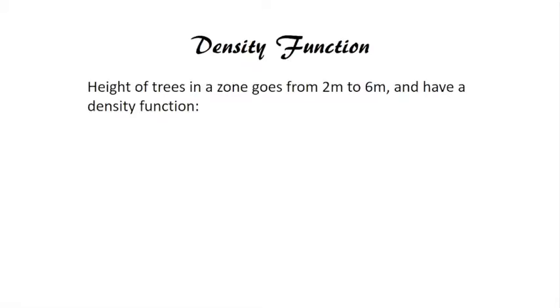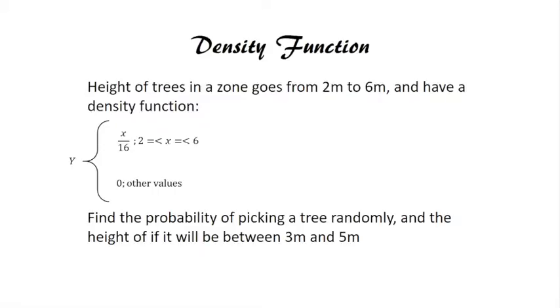The example says that the height of trees in a zone goes from 2 meters to 6 meters and has a density function like the following, which says that y has the value of x over 16, while x has values between 2 and 6. For other values, the density function y is 0. Find the probability of picking a tree randomly, and the height of this tree will be between 3 and 5.